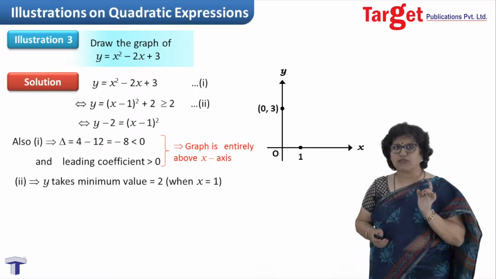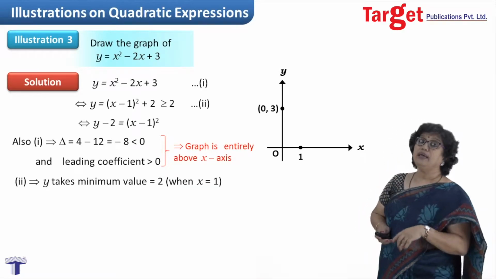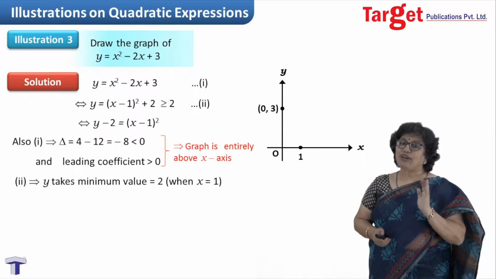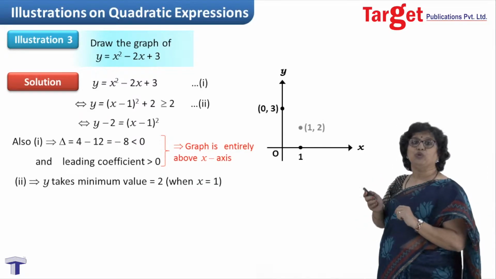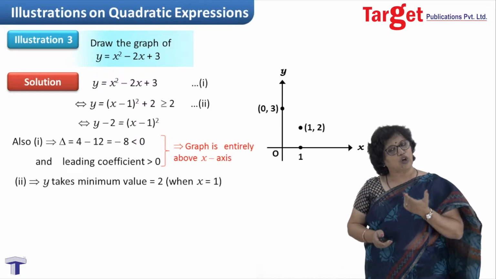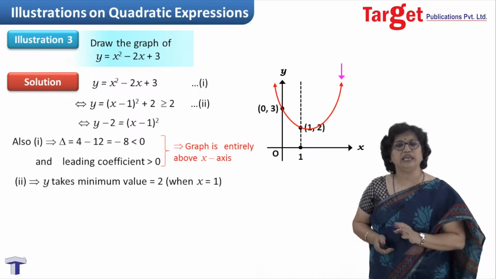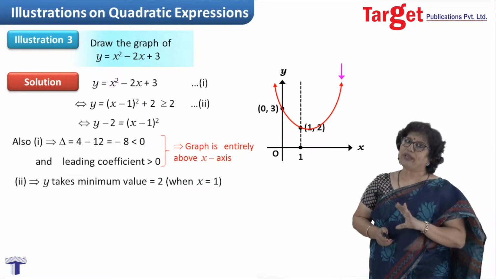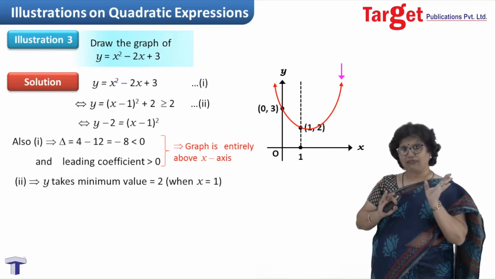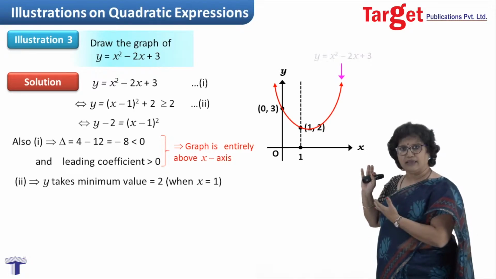I mean, substitute x equal to 0. That would lead to y equal to 3. By taking this point, you will be able to understand the smoothness of the graph. And (1, 2) is the point from where the graph would go up. And hence, finally, you can draw the graph. Now, opening upwards, everything that we had checked before is seen in the graph.